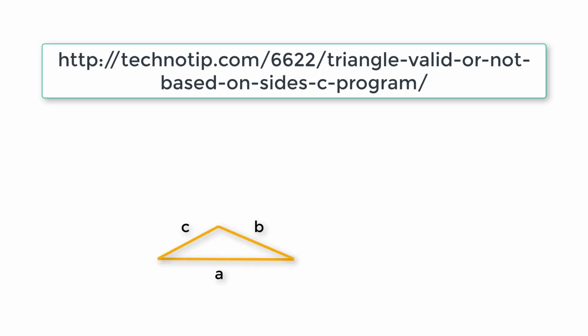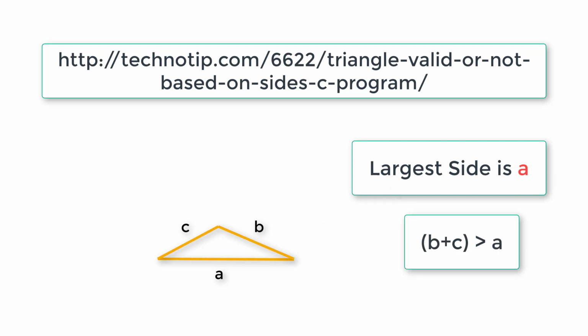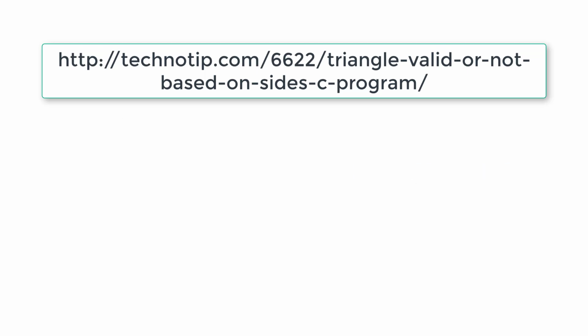We will be taking the same source code and adding area, perimeter and semi-perimeter calculation into it. So for example, if we have a triangle with sides A, B and C, and A is the largest side, then B plus C must always be greater than A. So that forms a valid triangle. If not, it doesn't form a triangle.